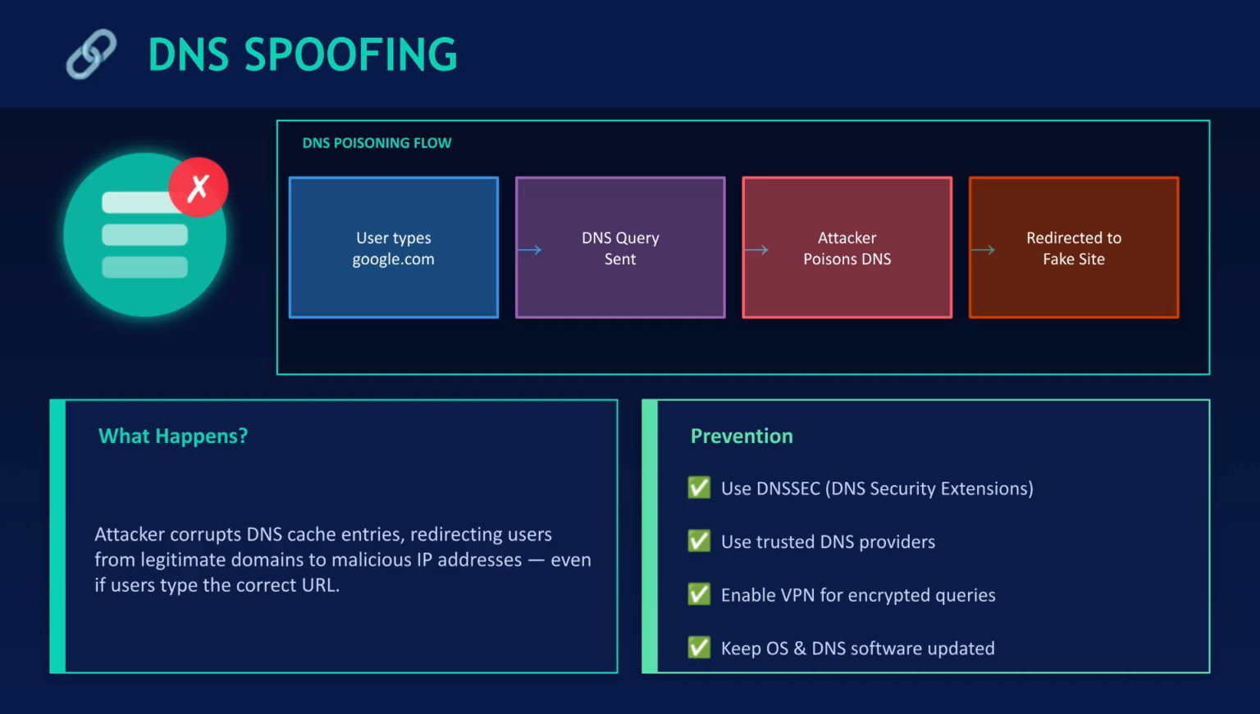DNS spoofing, or poisoning, corrupts DNS cache entries, redirecting users to malicious IP addresses, even if the correct URL is typed. Mitigate this risk using DNSSEC, trusted DNS providers, and updated software.